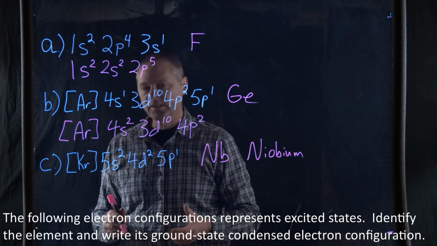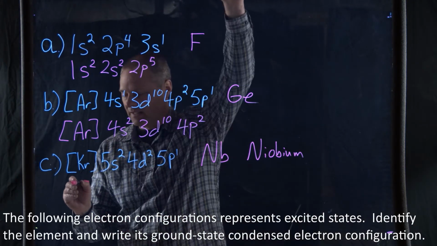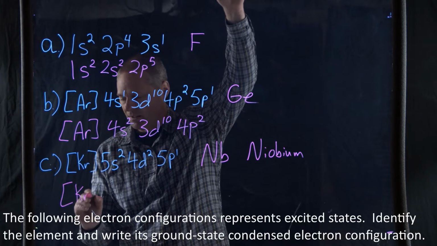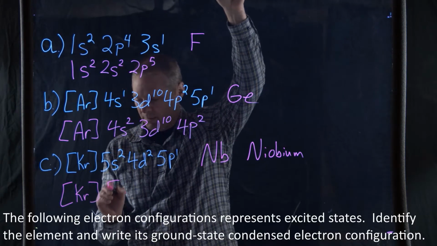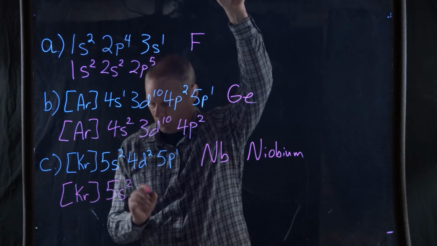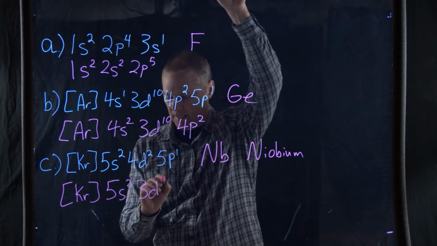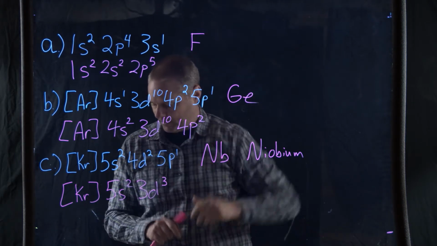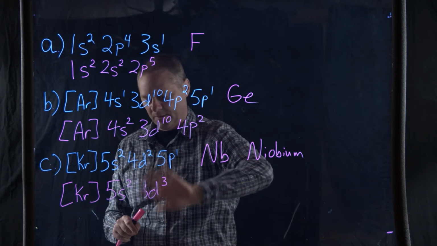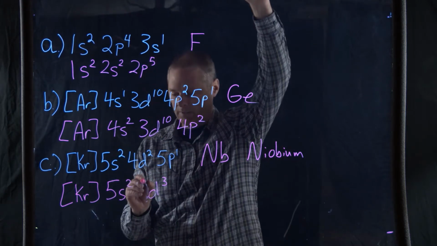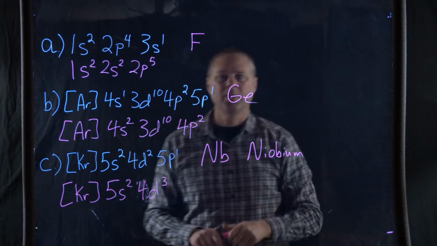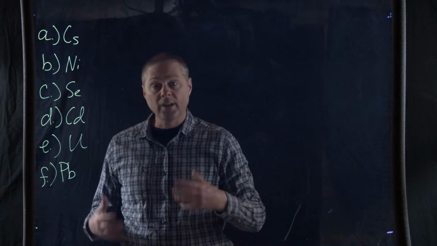Now, if you write the ground state electron configuration for this in the condensed state, you start out with krypton, and it's going to be 5s2, 4d3. Sorry, I said 3d3 by mistake; that should be 4d3.